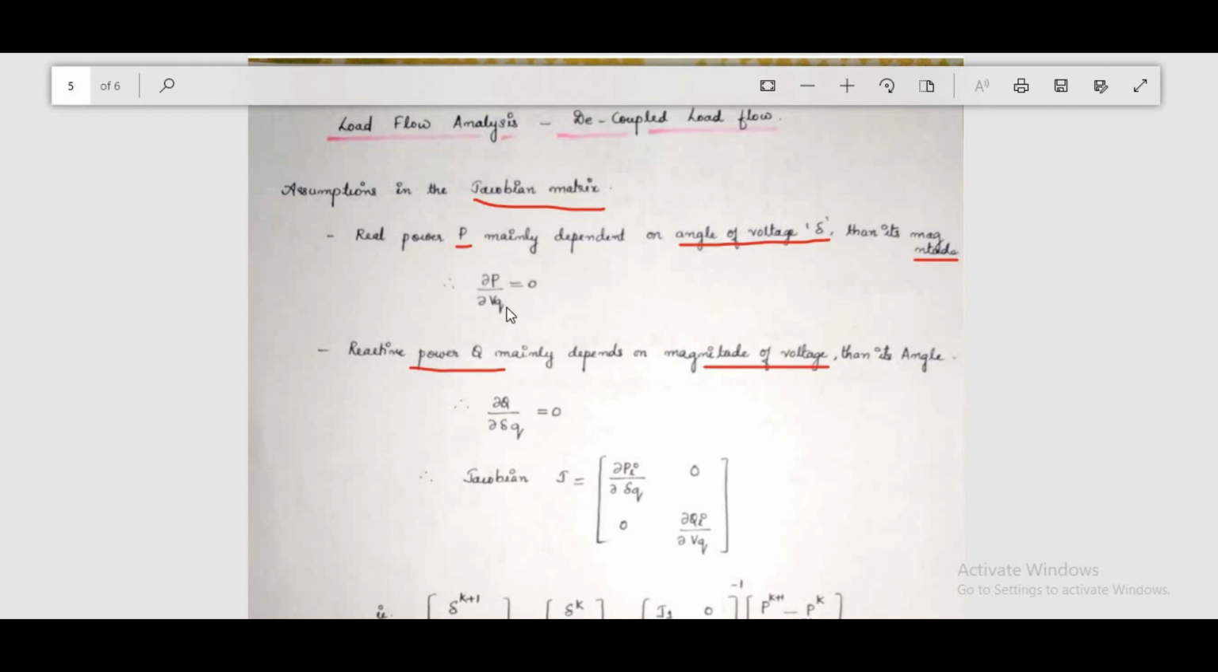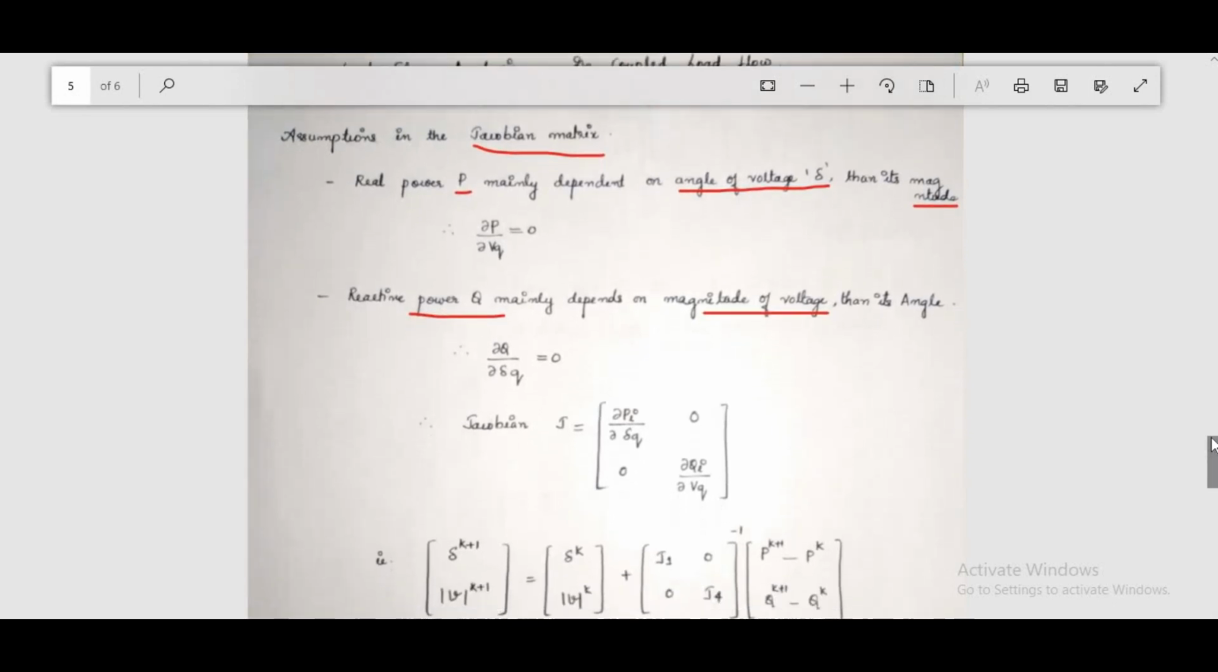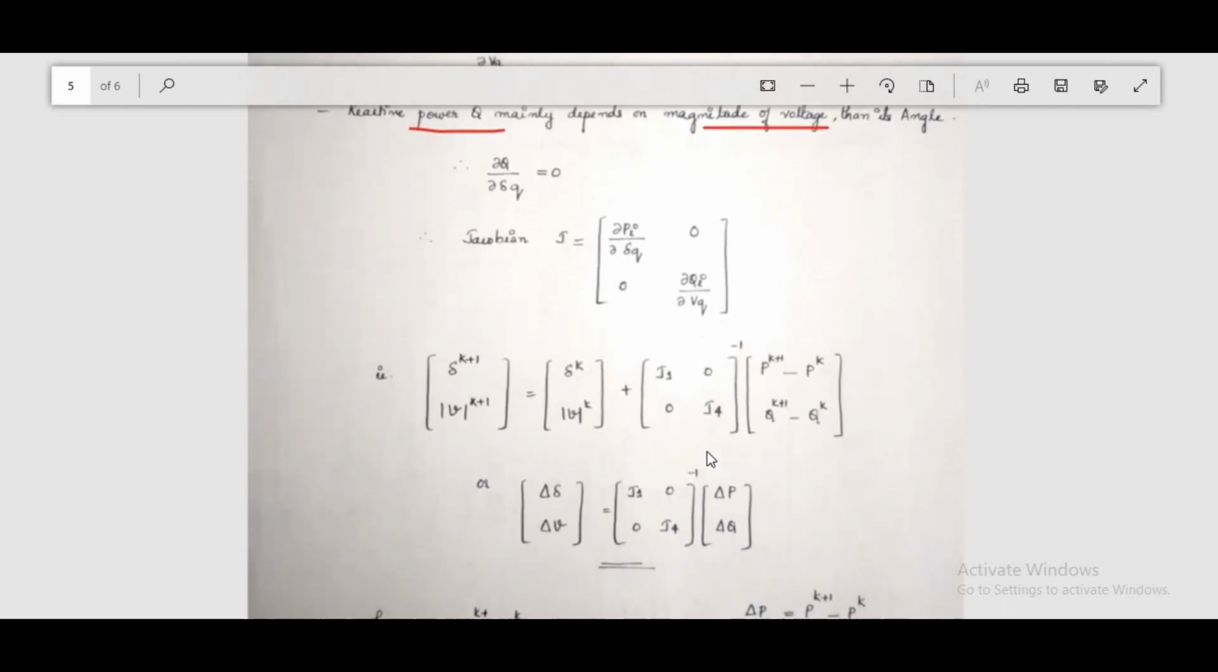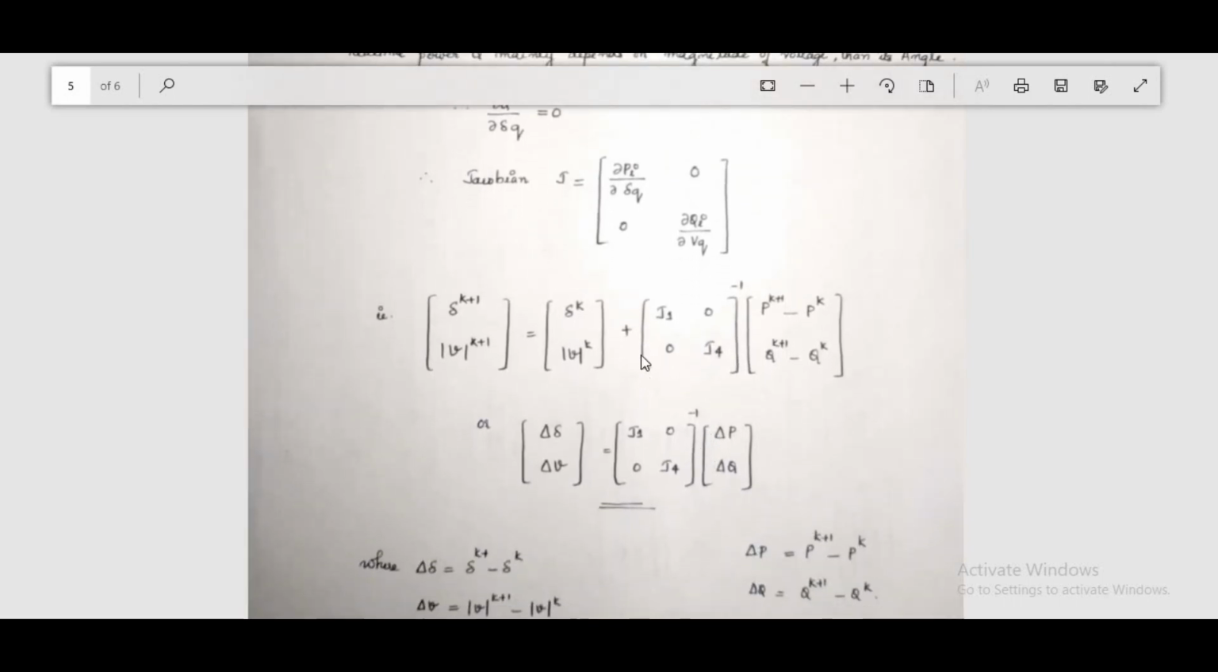So if dou P by dou V is equal to 0 and dou Q by dou delta is equal to 0, which terms in a Jacobian matrix can be equal to 0? Yes, these two terms in a Jacobian matrix can be equal to 0. So your Jacobian matrix becomes much simpler now. Same equation I am rewriting here with these two elements as 0. Okay, these two elements as 0. That is actually decoupled load flow.